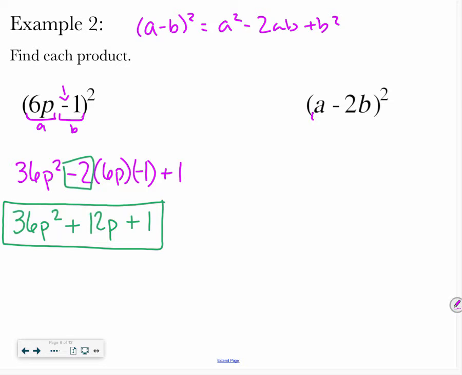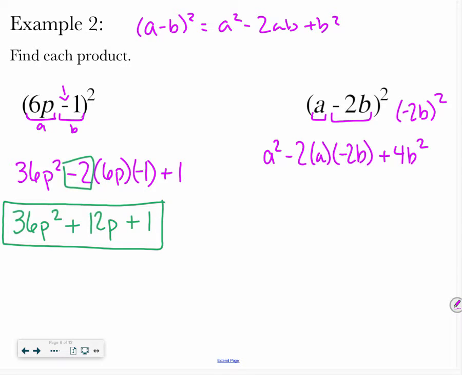Now I have my a term and my b term. Remember that negative goes with my b term. So I have a squared minus 2 times a times b plus b squared. So that's negative 2b squared. That becomes positive 4b squared. So my answer ends up being a squared minus, we have negative 2 times negative 2, so that actually turns into plus 4ab plus 4b squared.